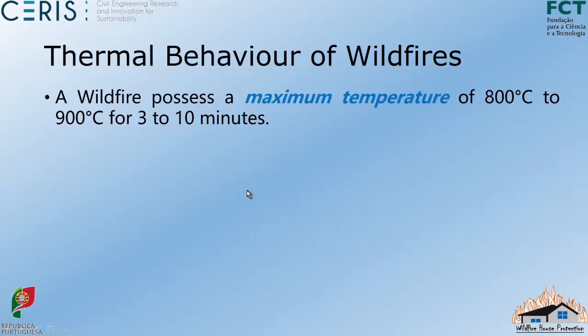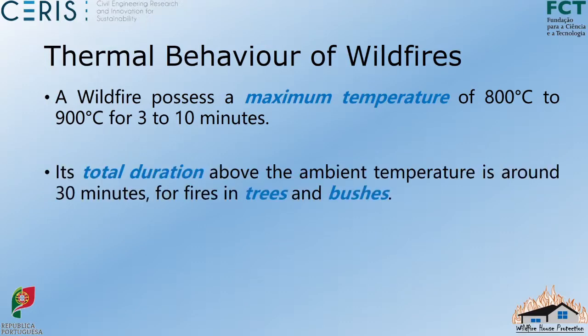So how do we apply this to the thermal behavior of wildland fire? A wildfire reaches a maximum temperature around 800 to 900 degrees for 3 to 10 minutes. I'm not saying that a wildfire only endures 3 to 10 minutes. That's not what I'm saying. The maximum temperature will be around this value for 3 to 10 minutes, and I'm being very generous with the 10 minutes because it's normally less. We already did this study, and we'll explain in the future that it's even less than 10 minutes. But for our analysis, we will admit this.